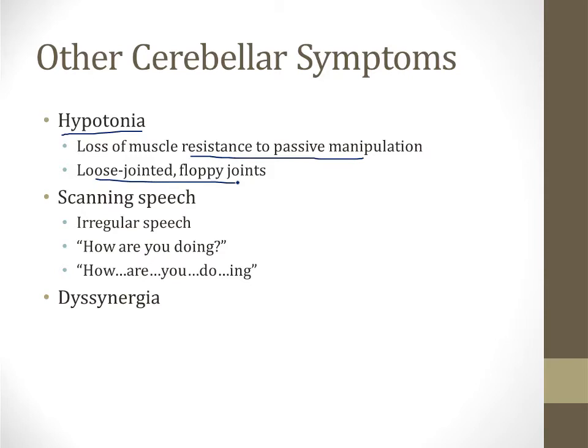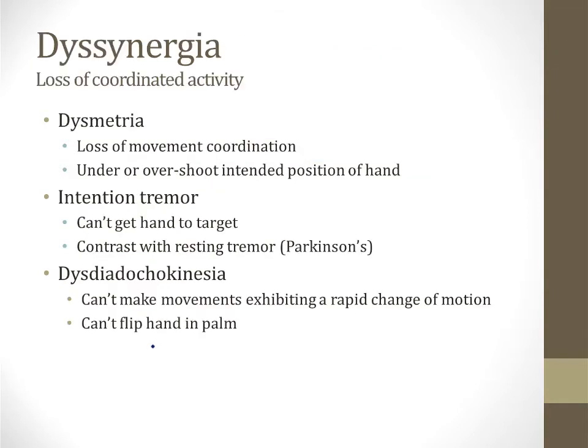In addition, patients with cerebellar symptoms often develop what's called scanning speech. This is irregular speech. Remember, they cannot coordinate movements, including mouth movements, to speak properly. So something like "how are you doing" might be uttered by a patient with cerebellar disease as "how are you doing," with lots of spaces and irregularity to the speech. And then finally, dyssynergia is a classic symptom of cerebellar disease, so let's talk about that now.